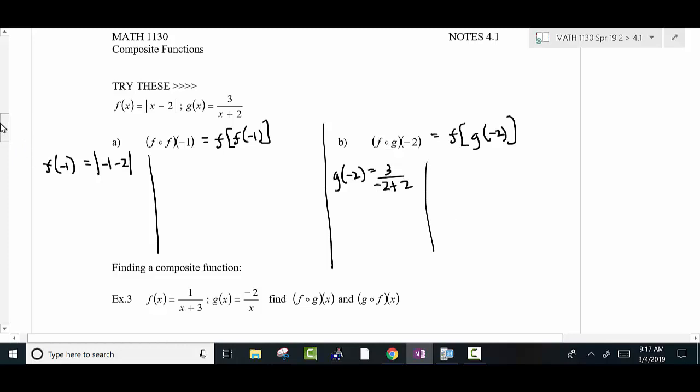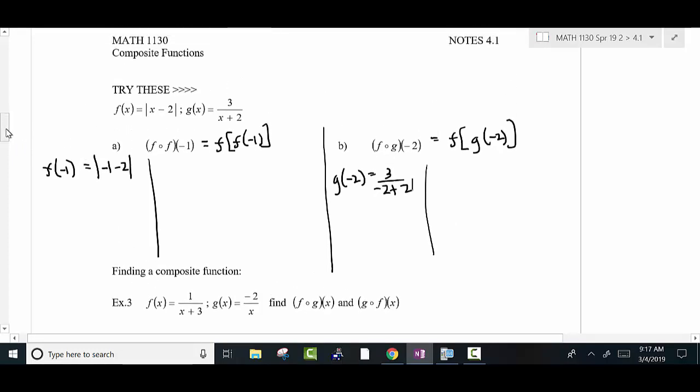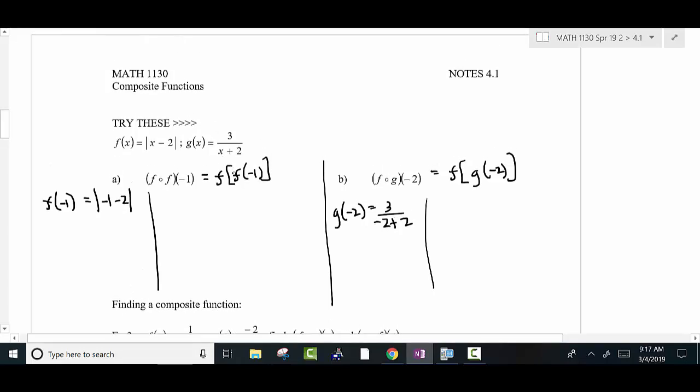These aren't too hard. This has arithmetic that you can do in your head. Okay, we got anything on the first one? 1. Yeah, 1. Okay, good. So you're doing f of negative 1. F of negative 1, again, you just plug in there. So that would be absolute value of negative 3. So that's equal to 3.